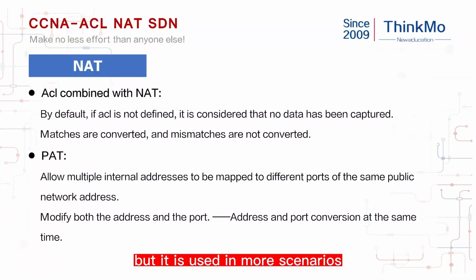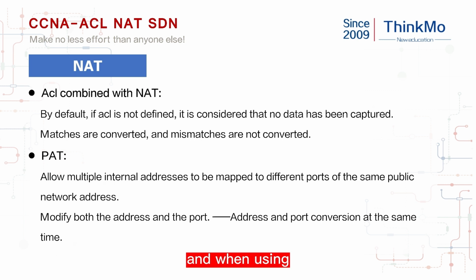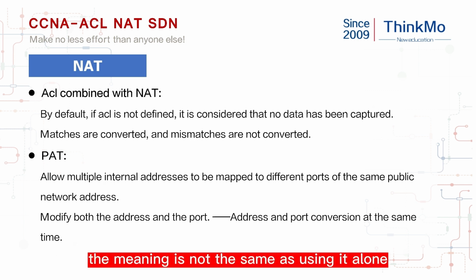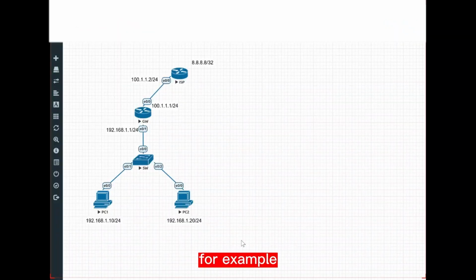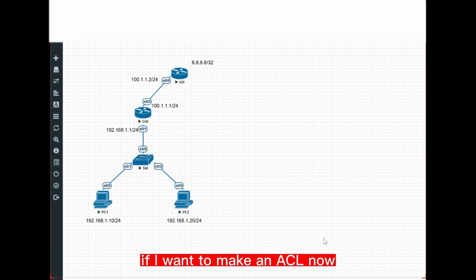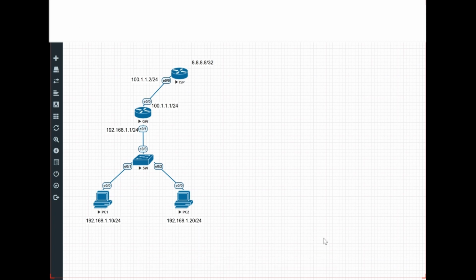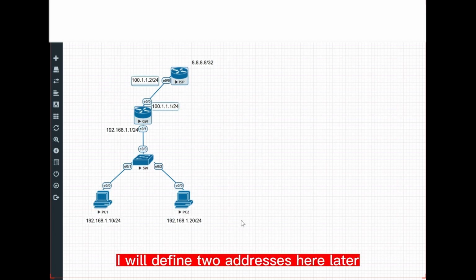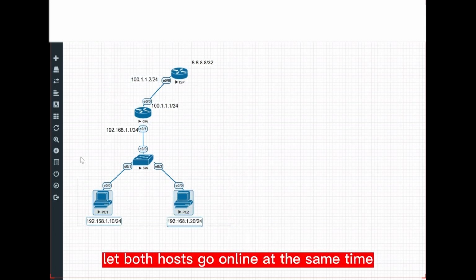But it is used in more scenarios in combination with other directions. And when using it that way, the meaning is not the same as using it alone. For example, if I want to make an ACL now, I want both hosts to be online. I will define two addresses here later. Let both hosts go online at the same time.